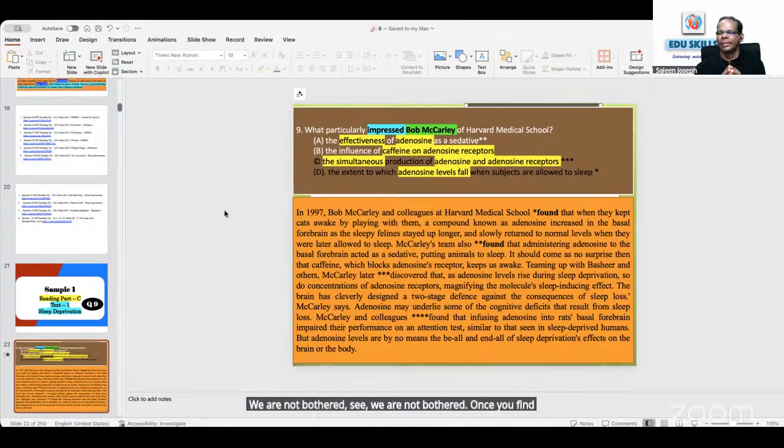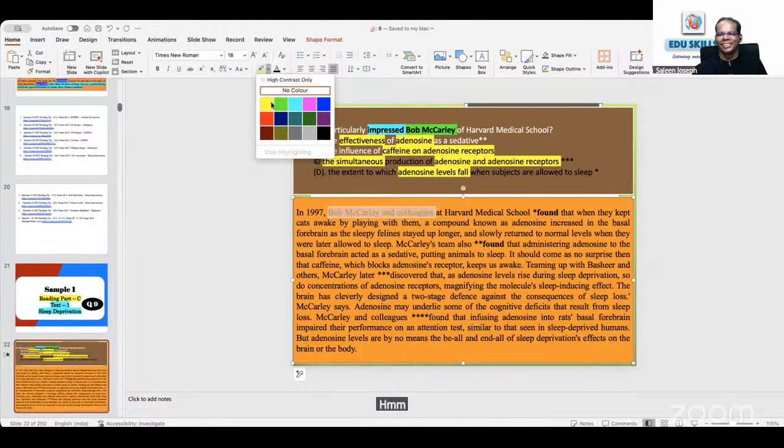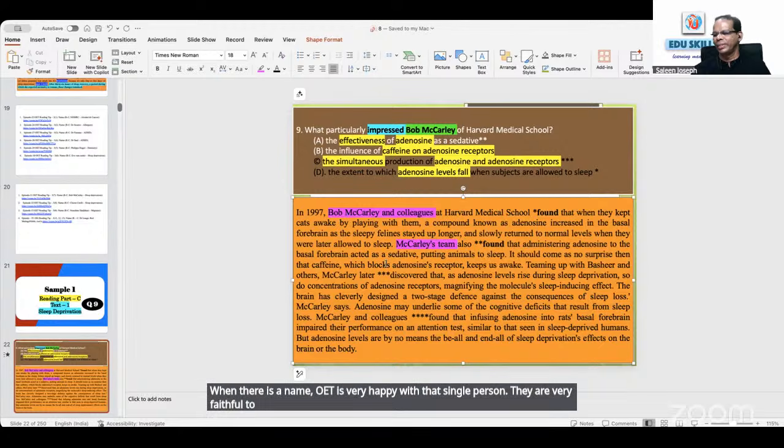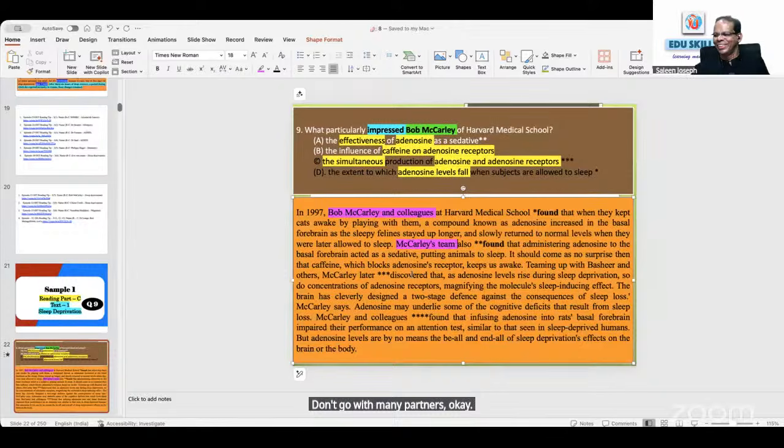Once you find a name in the question stem, immediately you have to go to the name. Find the names now. First line, Bob McCarley and colleagues. Fourth line, McCarley's team. What color should I apply? Red, because they are asking about Bob McCarley's impression, not Bob McCarley and colleagues. When there is a name, OET is very happy with that single person. They are very faithful to that person. They don't go with many partners. So just look for that very person.